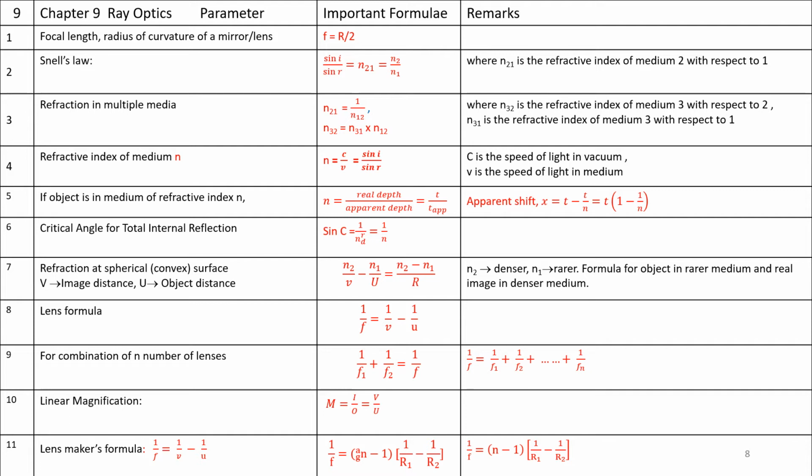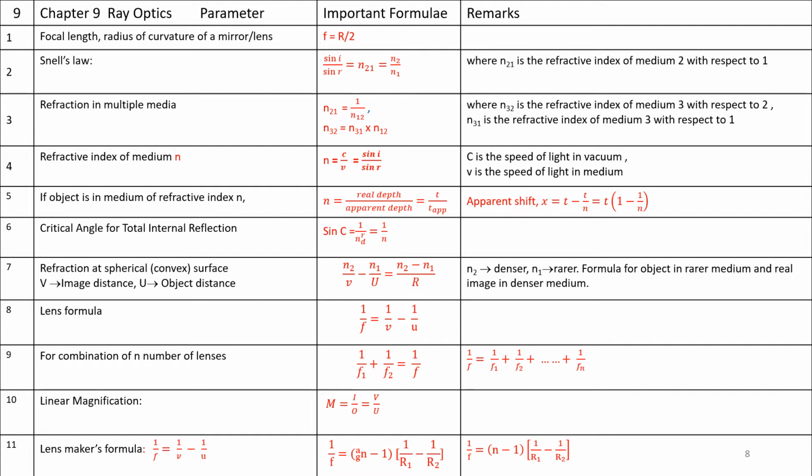Serial 5. If the refractive index of the medium is n, then n is equal to real depth by apparent depth, that is equal to t by t apparent, or the apparent shift x is given by x is equal to t minus t by n, equals t into 1 minus 1 over n.